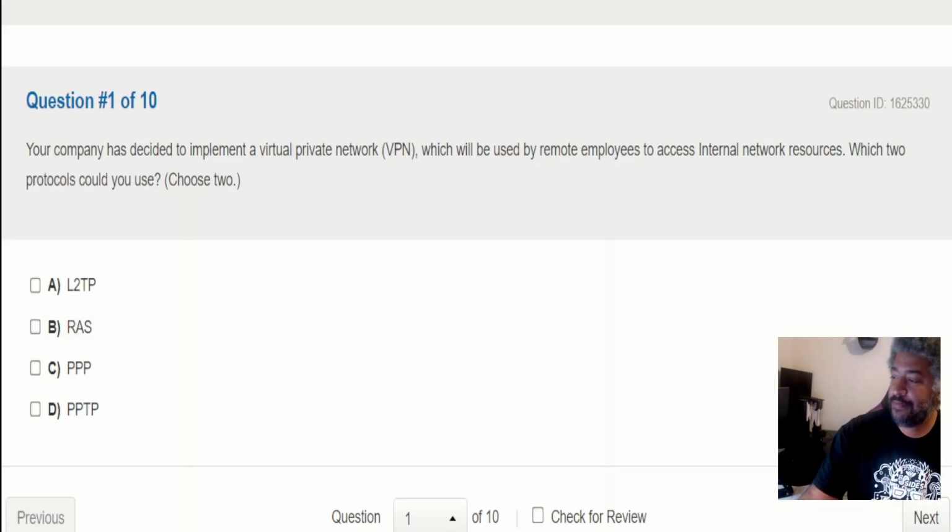So question one, your company has decided to implement a virtual private network or VPN, which will be used by remote employees to access internal network resources. Which two protocols could you use? Your options are Layer 2 tunneling protocol or L2TP, RAS, which stands for Remote Access Service, PPP, and PPTP, which stands for point-to-point tunneling protocol. I'm gonna give you a few seconds to figure out your answer.